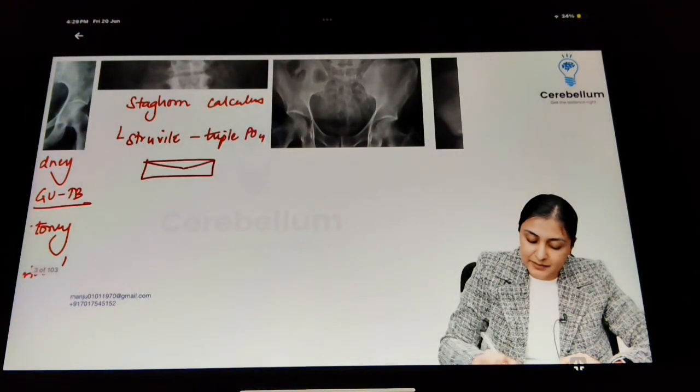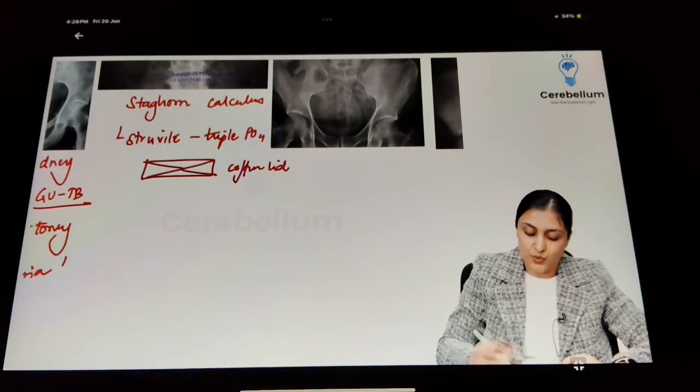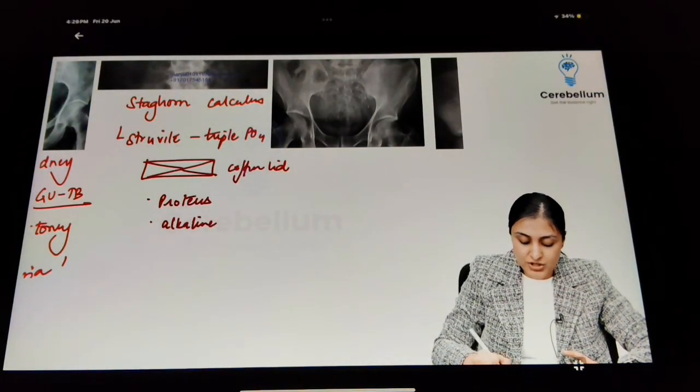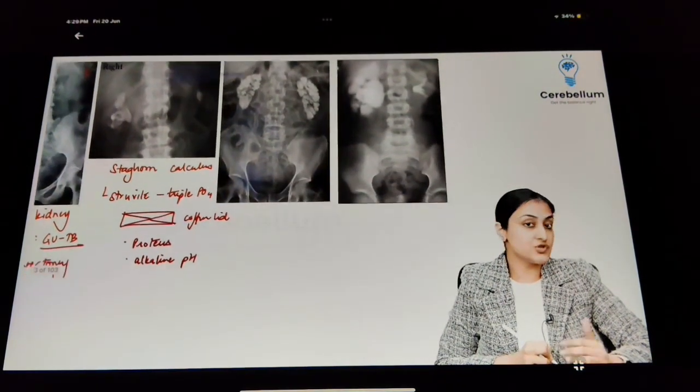You remember the coffin lid appearance? We'll have this coffin lid appearance of the crystals associated with Proteus infection. Proteus is urease positive, so this is promoted in alkaline pH. These are all of the associated questions you may get from staghorn.